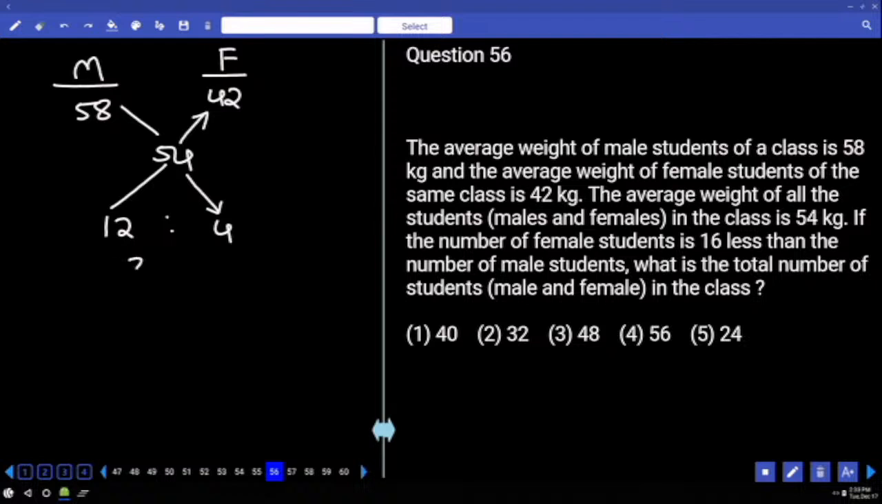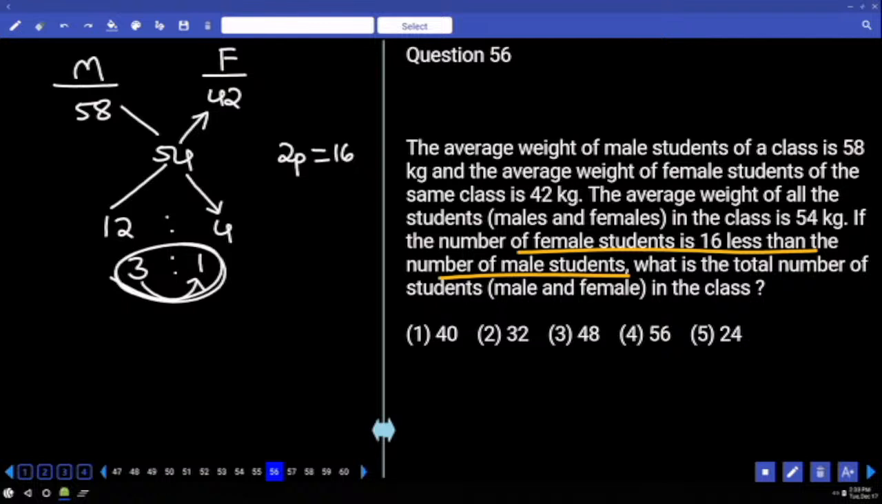Male and female are in the ratio of these values. Females are how much lesser than male in terms of parts? 2 parts value 16. Total students are double that, or not? How much? That's your answer.